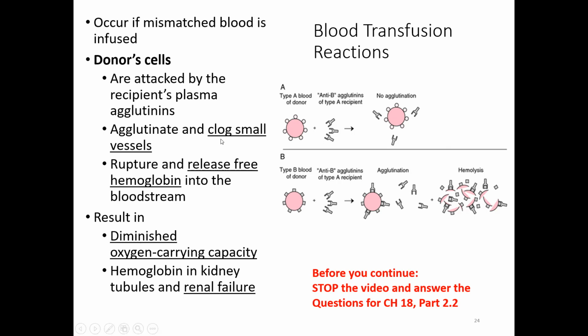And those agglutinated red blood cells can clog small vessels, and when they rupture, they release free hemoglobin into the bloodstream, which can be toxic for the kidneys and can even cause renal failure. And because so many red blood cells are damaged, it diminishes the oxygen carrying capacity of the blood, which can be dangerous or even sometimes fatal.